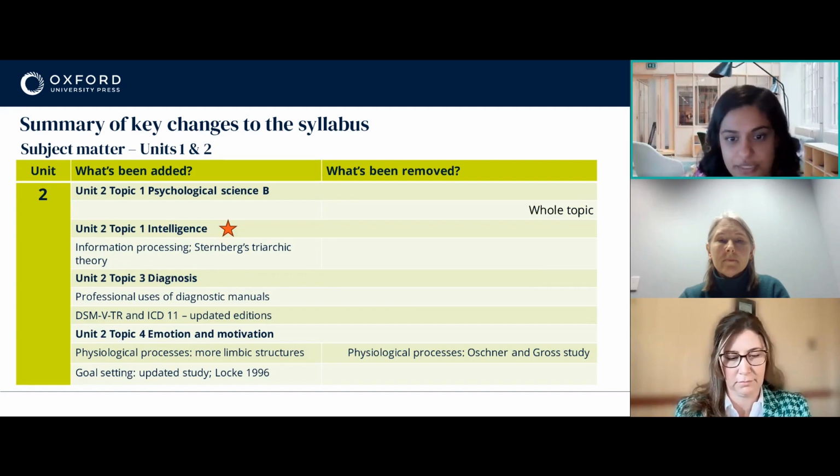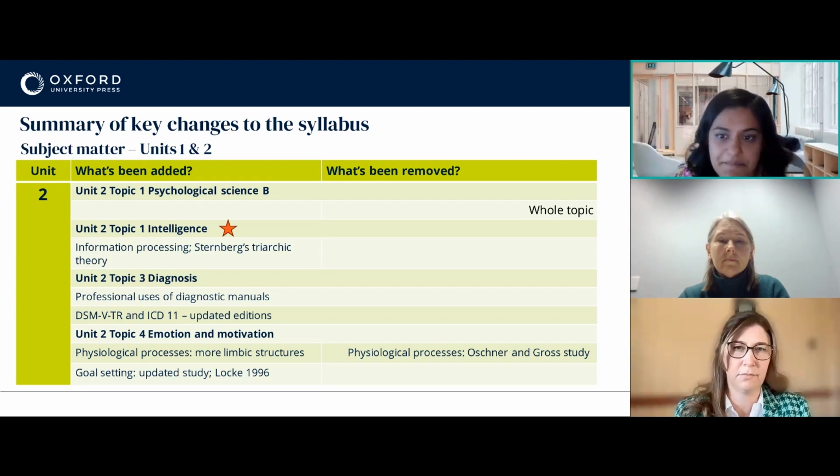Unit 2, again, there's not a huge amount of change besides the removal of psychological sciences B. Intelligence, there's not a lot of change besides the addition of an additional theory. Diagnosis, there's little change. There's obviously been an update to the DSM and the ICD, which is very important because we should be referring to the most up-to-date versions.